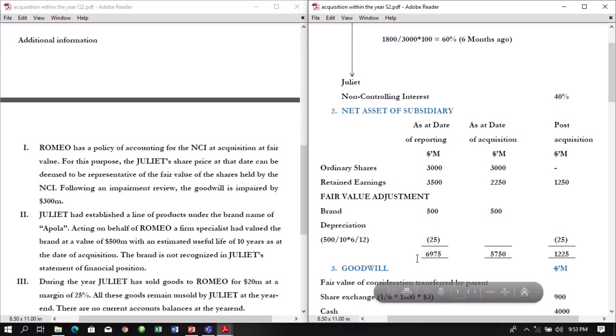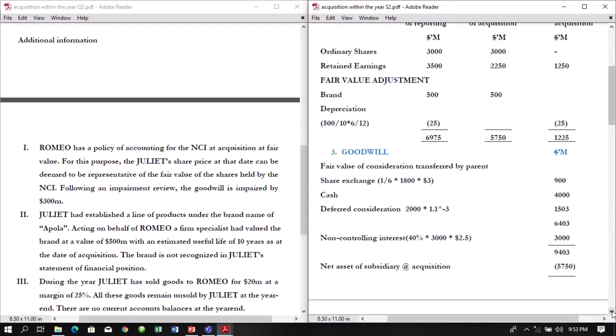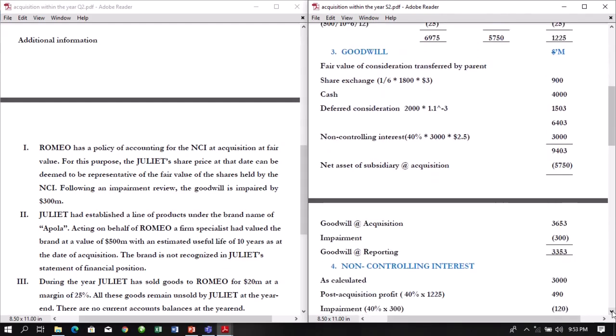So my net asset at the date of reporting is 6975. At the date of acquisition is 5750, giving me my post acquisition to be 1,225. Now after that, I move to the next phase, which is the determination of goodwill. And how do I calculate my goodwill? Very easy and straight, we need to start from the fair value of consideration transferred by the parent.